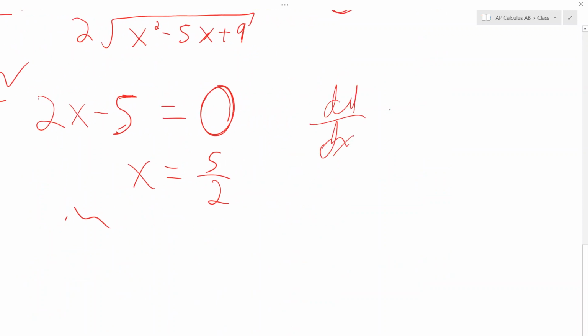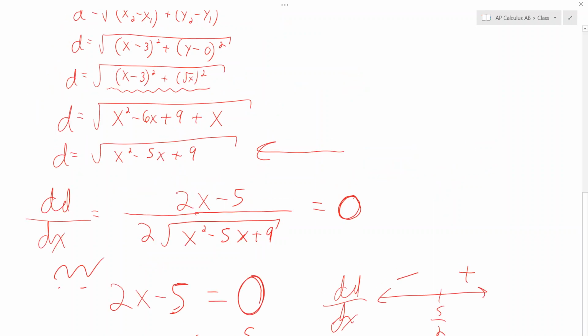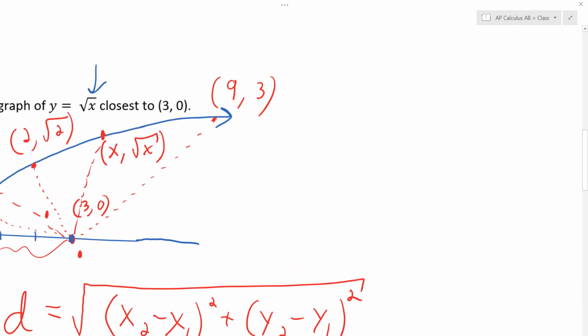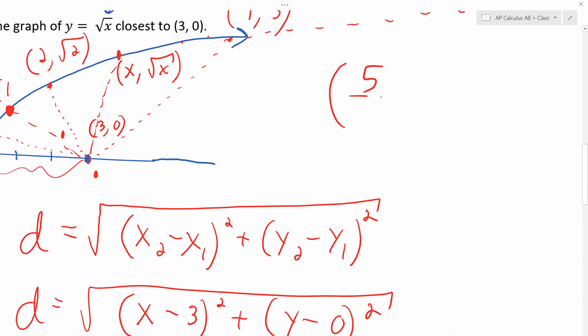If you make a number line for your derivative, and you plug in a number less than 5/2, like 1, you're going to see your derivative is negative. If you plug in a number bigger than 5/2, you're going to see your derivative is positive. What that means is the distance between the point on our curve and (3, 0) is decreasing until I get to 5/2, and then it's increasing forever. Which should make sense, right? If I keep choosing points further and further away on this curve, the distance is obviously increasing that entire time. So the closest point on that curve, the answer to my question, is when x is 5/2, which means y would be the square root of 5/2.